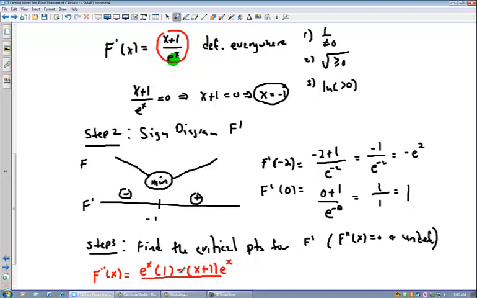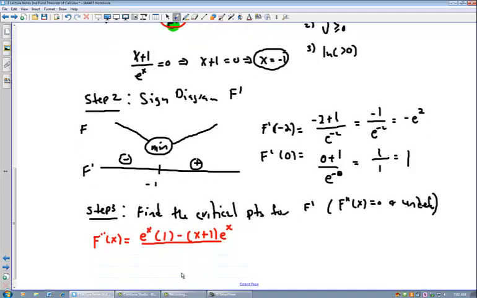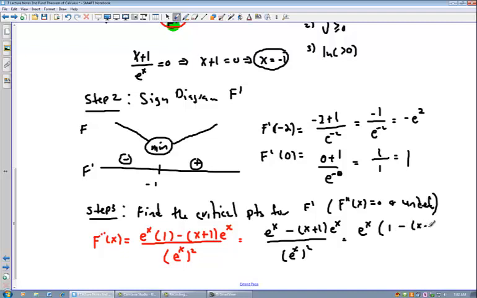So all over low squared, so that's e to the x quantity squared. And so on top, I'm going to get this to be equal to, I have e to the x minus x plus 1 e to the x, all divided by e to the x quantity squared. I can pull out what they have in common, so they have an e to the x in common, so I have e to the x times, I put a 1 here, minus an x plus 1, all over e to the x quantity squared.